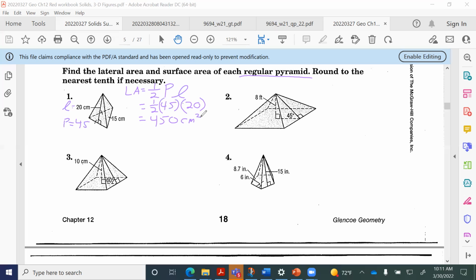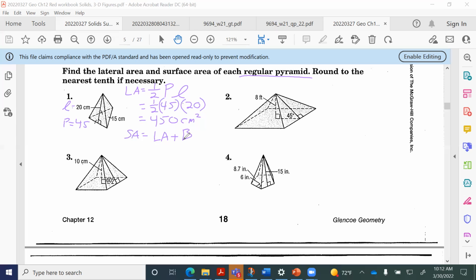Then we need surface area. Well, surface area uses our lateral area plus, now it's no longer 2 times the base area because there's not 2 bases. It's just the base area. So we already found lateral area. We still need to find a base area. Well, what shape is our base? Triangle. What type of triangle specifically?